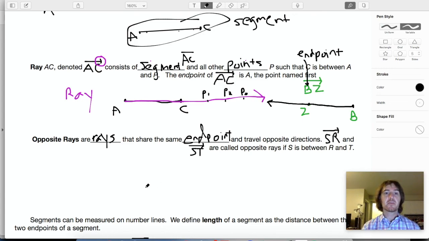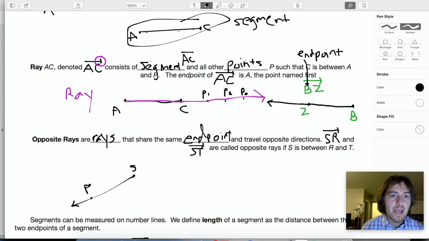So let's think about this here. We have a ray. Let me just draw one ray right here. I'll draw ray SR, for instance. So I'm going to go this way. This would be SR. Look, S is the endpoint right here. And R, right, so the ray is defined as the segment SR and all other points beyond R, where R is between P and S. So this would fit the definition of a ray.